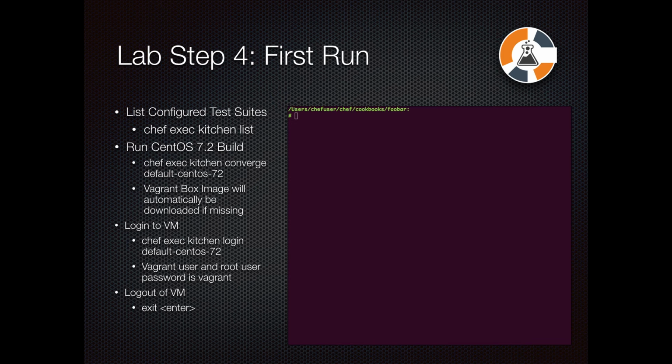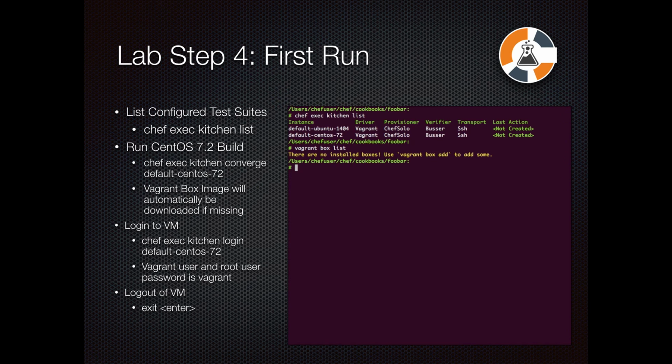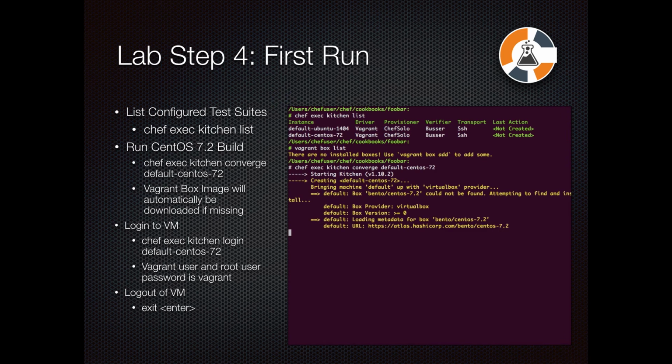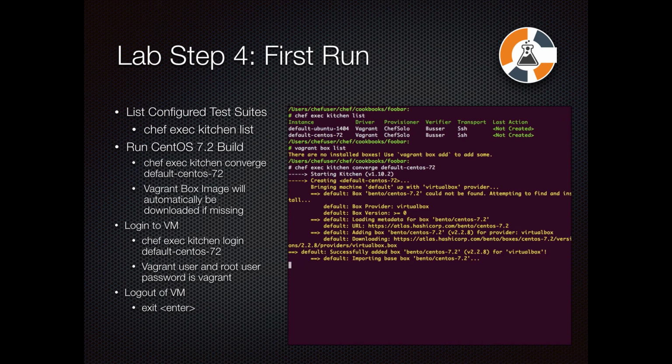And then after it creates it, we'll log into it and see how that's really easy to log into. You just go kitchen login and the name of the test suite. As you can see right there's test suites. So here's the Vagrant box list. There's none. So that means when I first run this, it's going to download it. But then once you have it, you have it for the next time, to make it faster. If needed, the user that you log into's name is vagrant. It's a sudo user and its password is vagrant. The root password is vagrant as well.